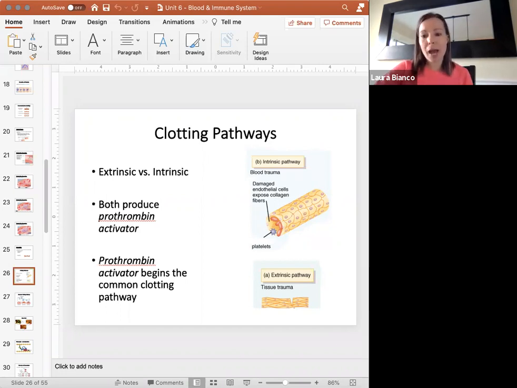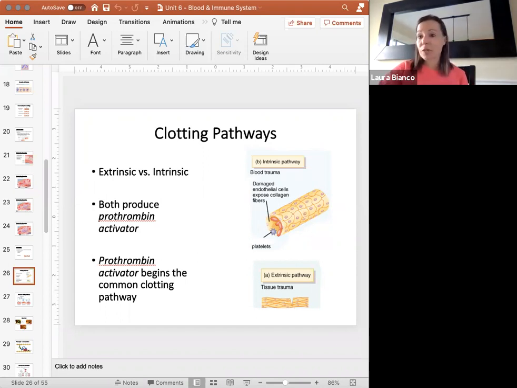The extrinsic pathway is usually the result of a larger injury to a tissue or a group of tissues even. And it's triggered when the injured tissue releases a chemical called tissue factor. So that's released into the blood, and it triggers the extrinsic pathway. This is a quicker pathway because it involves fewer steps.